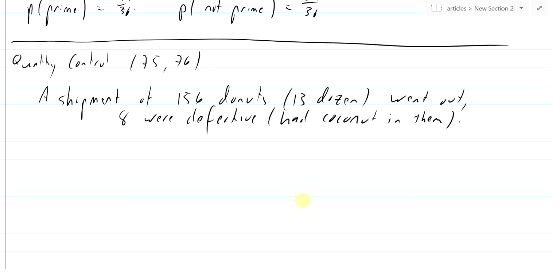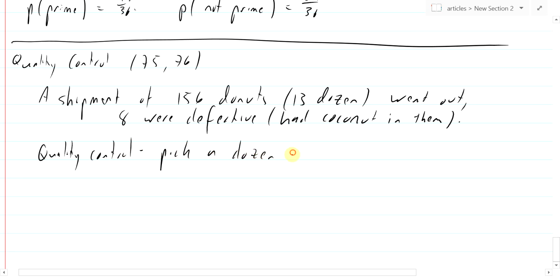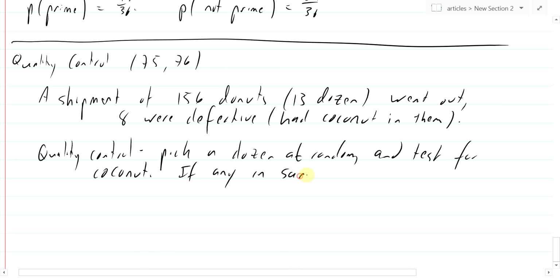So what's their quality control procedure? So for quality control, what they do is pick a dozen at random and test for coconut. Period. If any in the sample are defective, then you cancel the shipment and say, okay, we've got a problem in our plant.